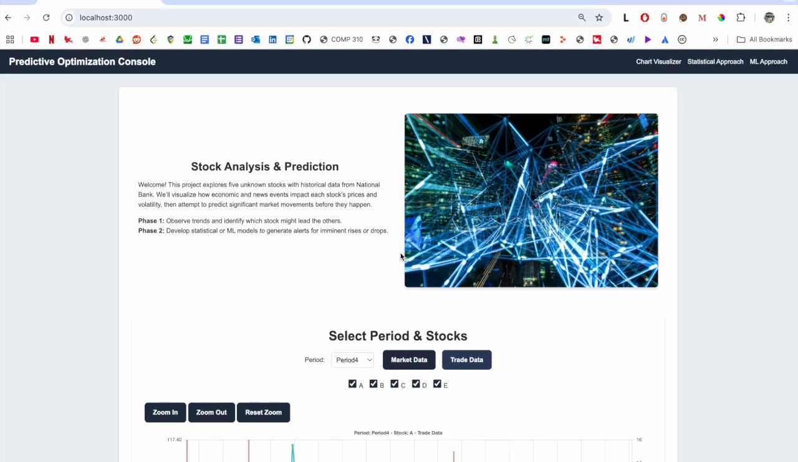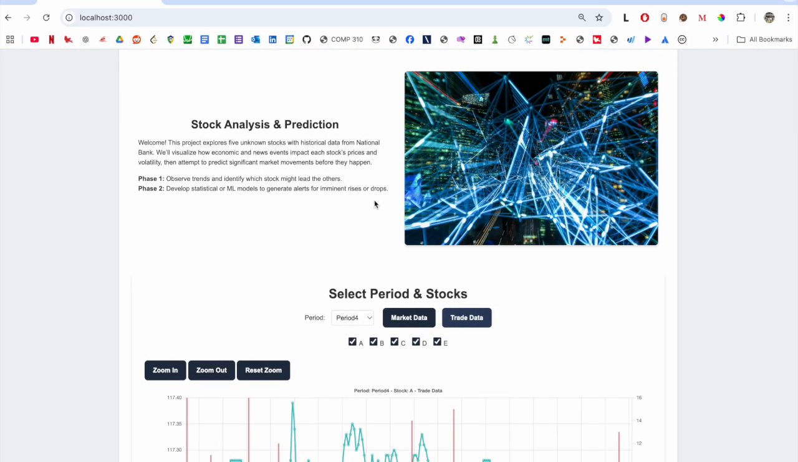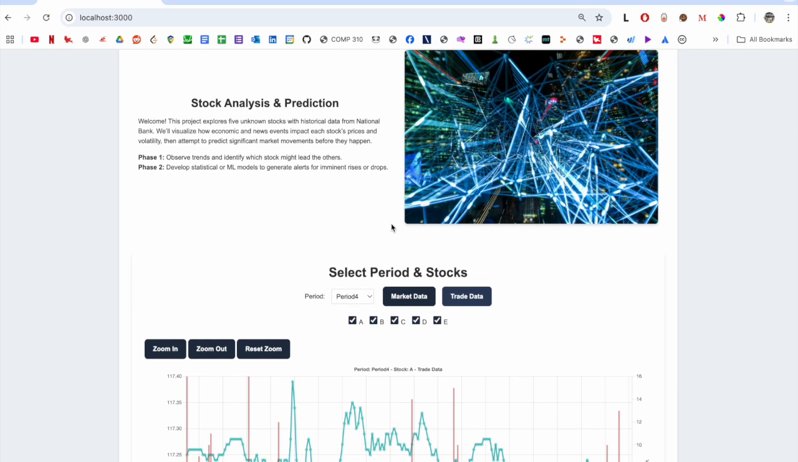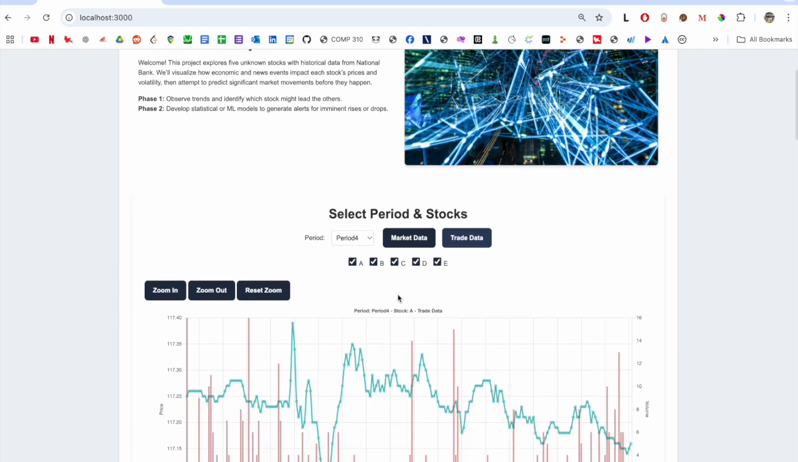We did the national bank problem where we were given five different stocks, A, B, C, D, and E, where they were hidden to us, and we had to analyze them through market data and trade data through CSV files with hundreds of thousands of lines of code.